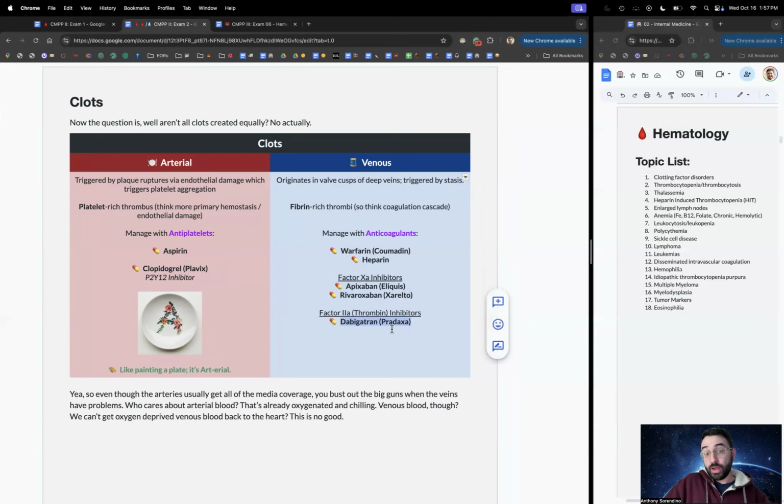This is a factor 2A, which is pretty interesting. So if we thought about where 10 is, 2 is a little bit below that. That's what this Pradaxa is going to be. But that's all for venous, to stop venous clots.